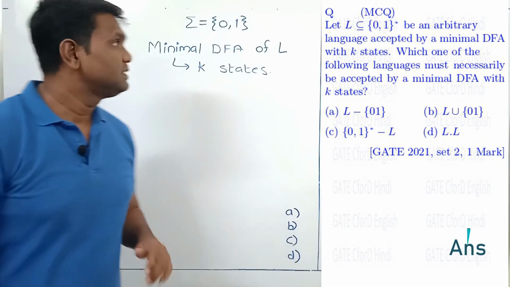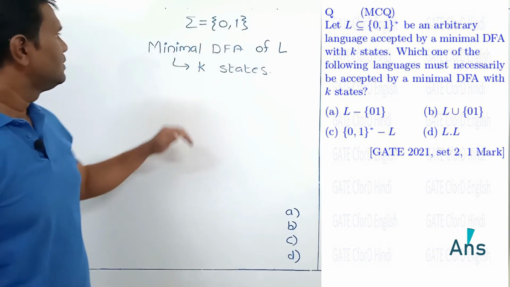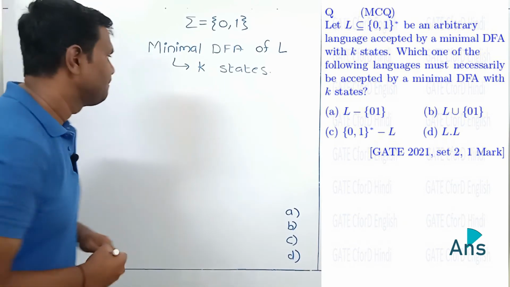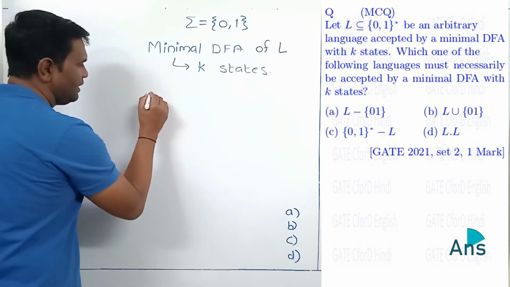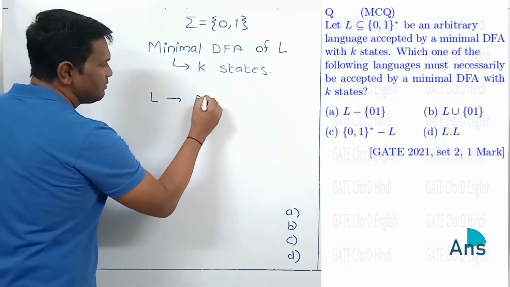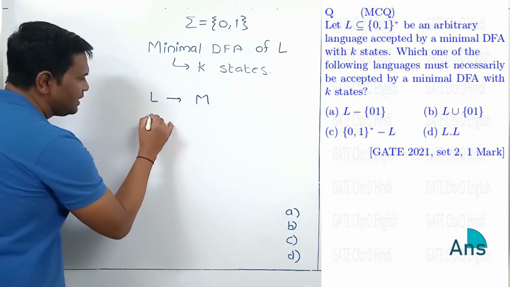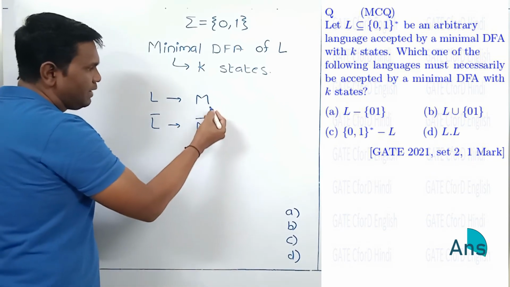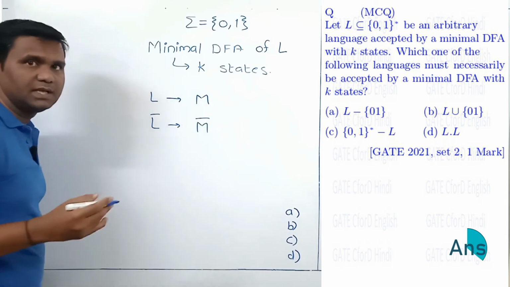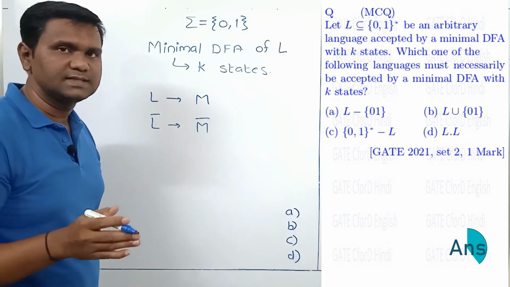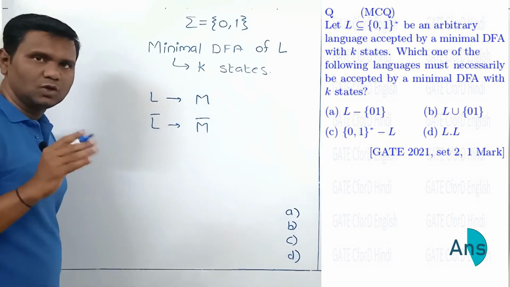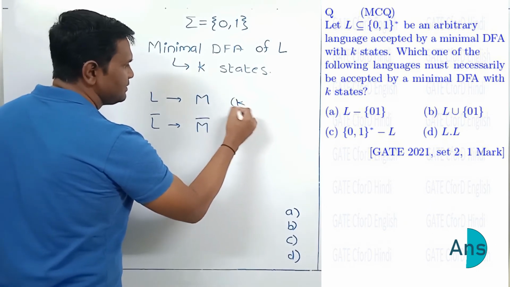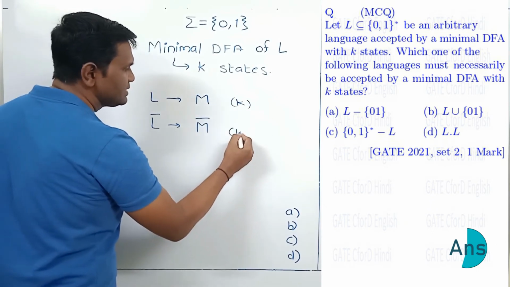Now in this question it is given that the alphabet contains 0 and 1 and the minimal DFA of the language L contains k states. Now we have studied that for a given language L, if M is the minimal DFA, then for the complement of the language also, M complement is the minimal DFA. When we calculate M complement for M, we simply interchange final states to non-final states and non-final states to final states. So the number of states remains the same. So if the minimal DFA M contains k states, then M complement also contains k states.